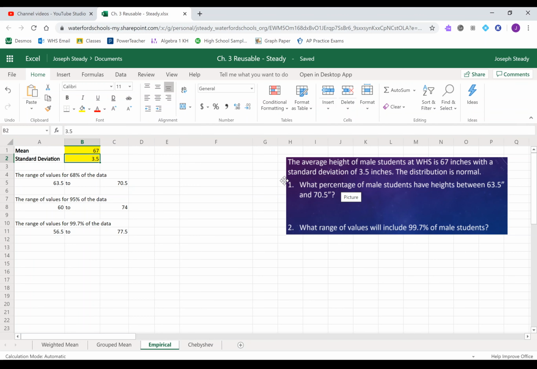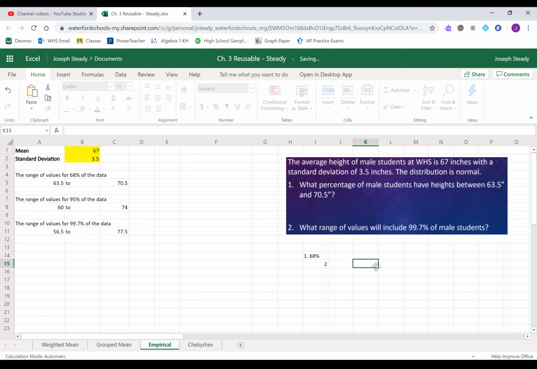Well, there's pretty much 2 different types of questions we could be asked. We could say, what percentage of male students have heights between 63.5 inches and 70.5 inches? So we'll come over here and we'll find those values. And I notice, hey, that's right here, 63.5 to 70.5. So that goes with 68%. So for question 1, I would say it's 68%.